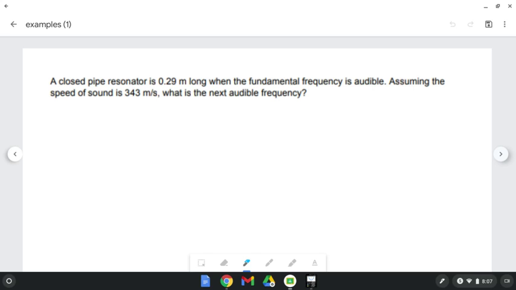Okay, we have a closed pipe resonator that is 29 centimeters, so 0.29 meters long, when the fundamental frequency is audible. Assuming that the speed of sound is 343 meters per second, what is the next audible frequency? So the next audible frequency. Okay, so what we're going to do is solve for the fundamental frequency first to solve for the second audible frequency.